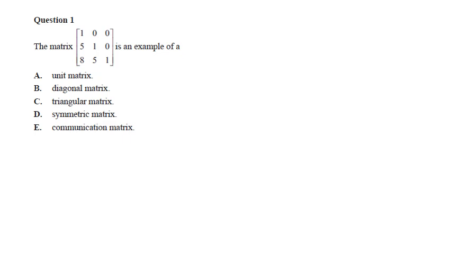Okay, so what kind of matrix do we have here? Well, it looks like we've got just this triangle filled in, so it's a triangular matrix. What would a unit matrix look like? What would a diagonal matrix look like? What would a symmetric matrix look like? What would a communication matrix be?